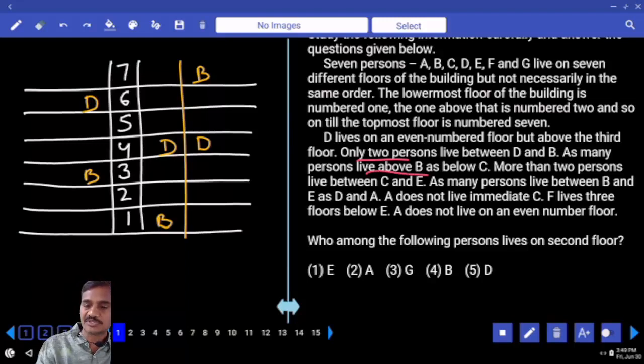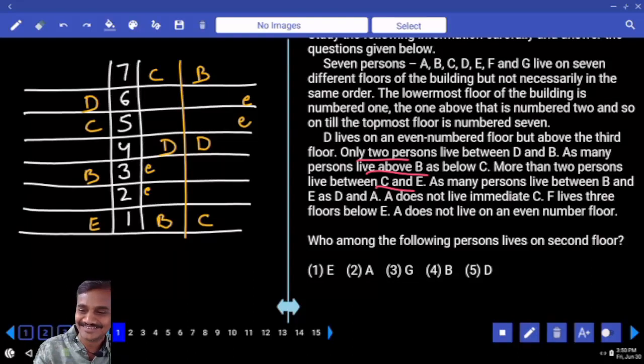And as many persons living above B as below C, so B and C must be equidistant. C is here. Now B is here, C is here; B is here, C is here. And more than 2 persons between C and E. Now in between C and E, how many are there? More than 2. And E is here. Now here also, in between C and E can be either here or here. There are 2 possibilities. And here again, E can be either here or here.